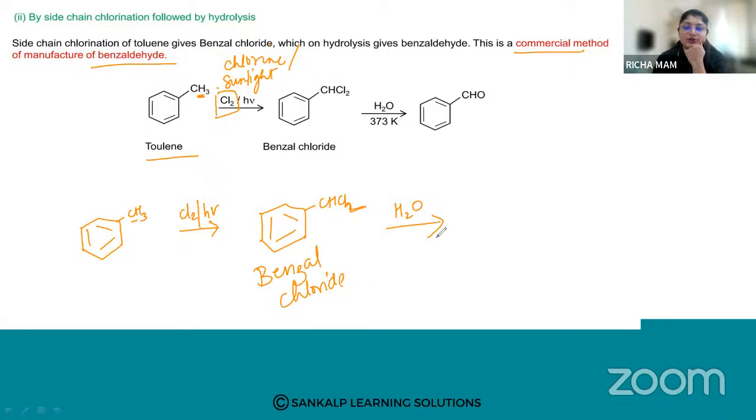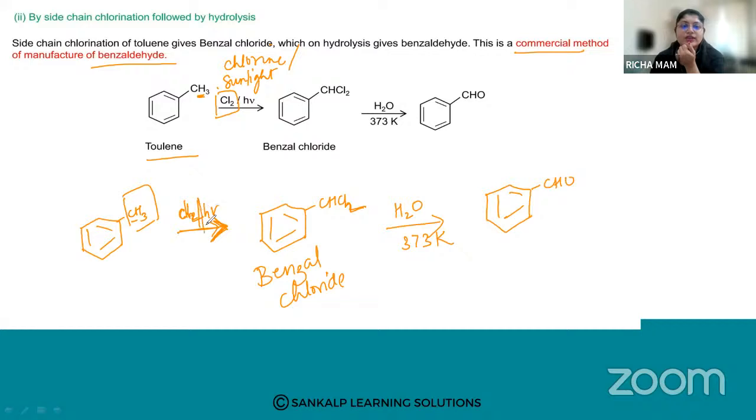So this benzyl chloride will undergo hydrolysis. Okay, we are doing hydrolysis at 373 Kelvin. What will we get? We will get benzaldehyde. So what we are doing? We are doing a side chain chlorination. We are introducing chlorine atoms on the side chain. So which is our side chain? Our methyl group.